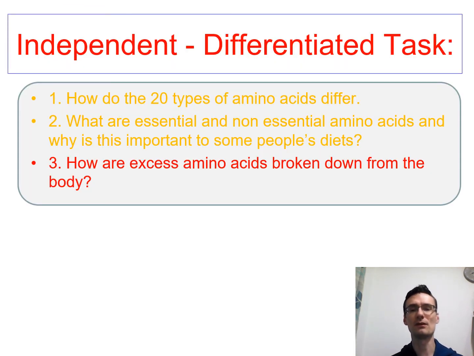So I hope that's been useful for you, and you understand the basic properties of it. Really important to make sure you remember the complete structure of amino acid. You only need to know the R group. You don't need to know different examples other than maybe glycine, which has an R group of hydrogen.